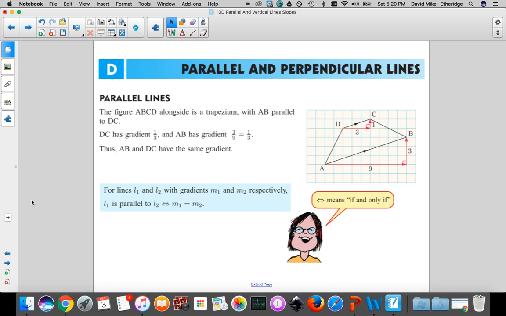So parallel and perpendicular lines. That's what we're talking about today. I'm making this from home, so I don't have a smartboard at the moment. My other videos I make during the week, I will have that.